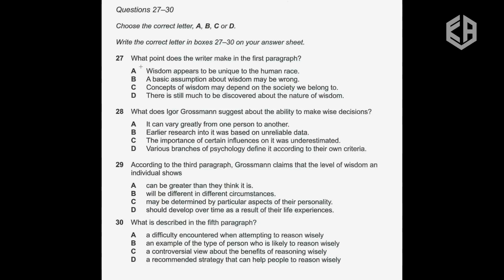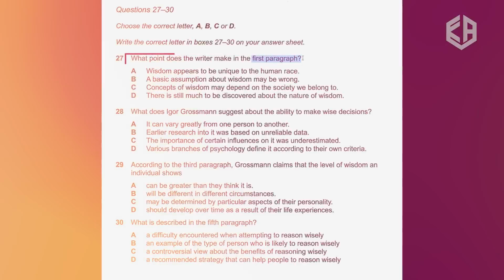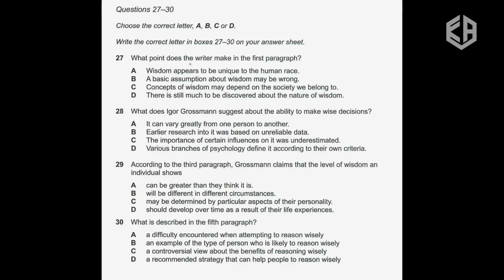So you see, let's talk about number 27. It says, what point does the writer make in the first paragraph? So we have to go to the first paragraph, read it, and find out what is the point that the writer is making. But we need to remember what we are looking for, okay? If you look at the options, look what I'm going to do.